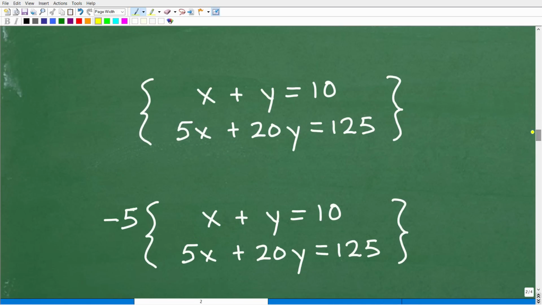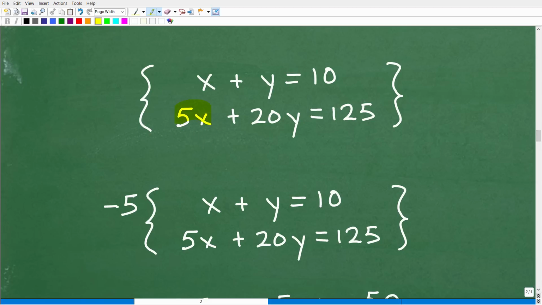So now I'm left with this lovely system right here: x plus y is equal to 10, and 5x plus 20y is equal to 125. So there are all different sorts of ways to solve this system. What I'm going to be doing here is using the elimination method.